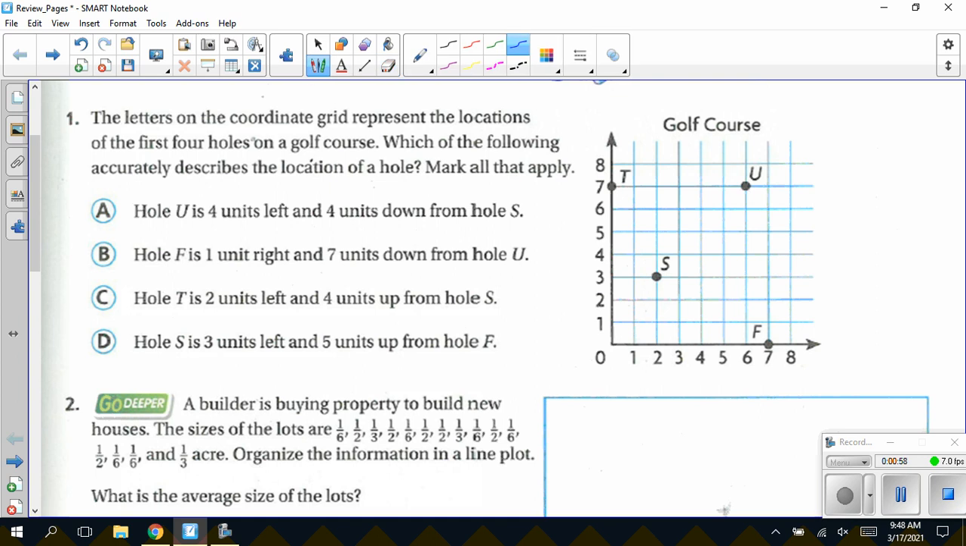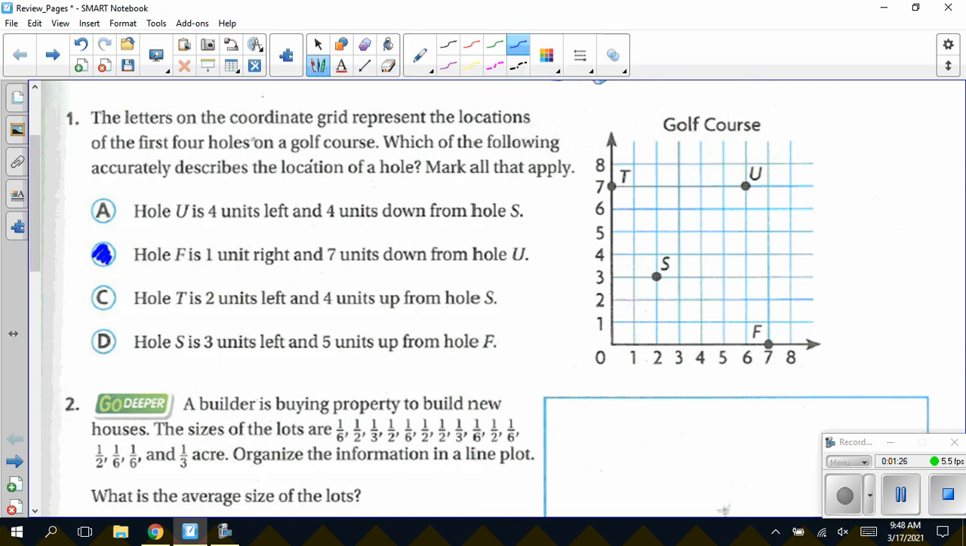B says hole F is 1 unit right and 7 units down from hole U. So going to U, I need to go 1 to the right and then 7 units down. So I have 1, 2, 3, 4, 5, 6, 7. That does take me to hole F. So I do know that that should be one of my choices that I fill in.